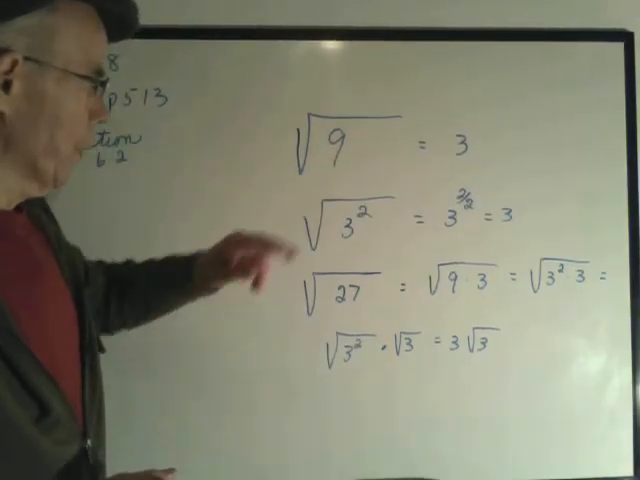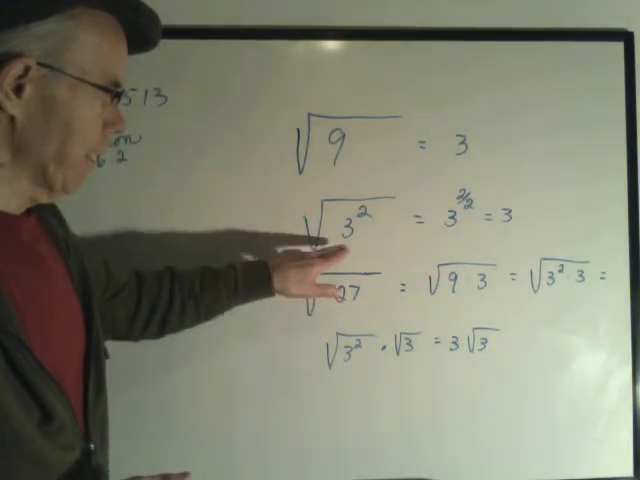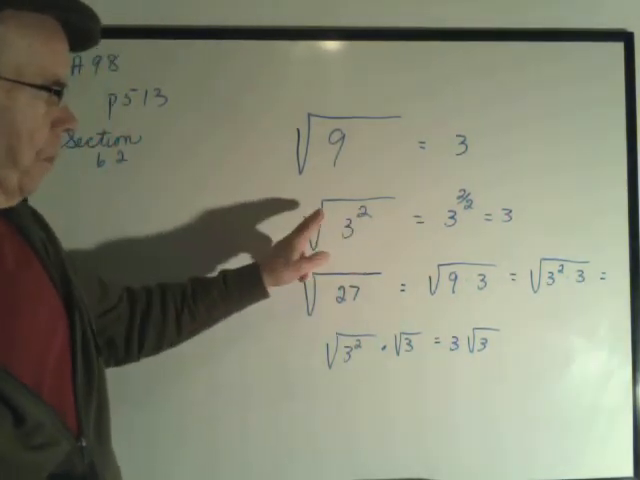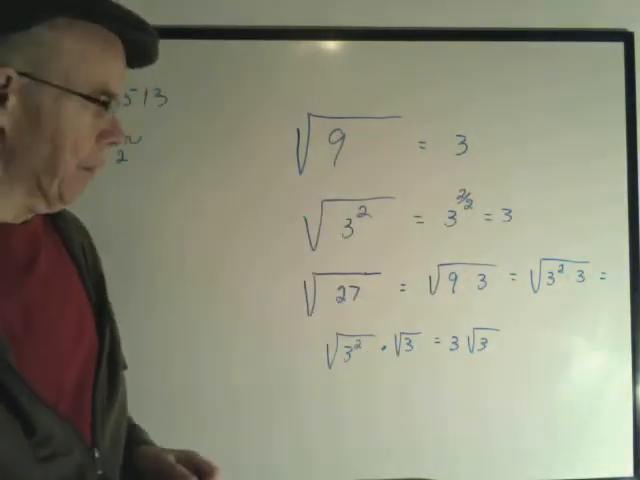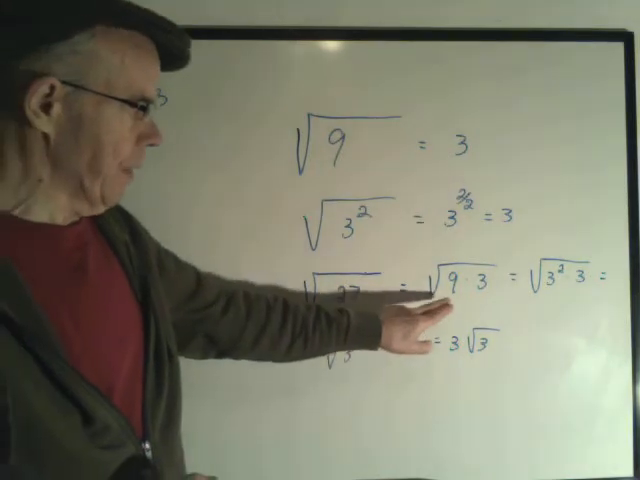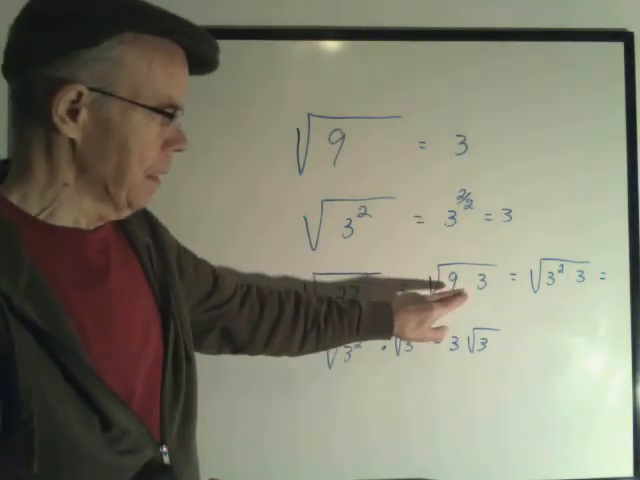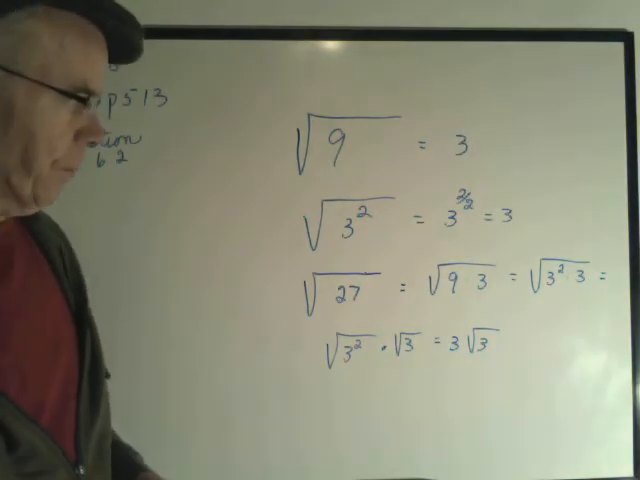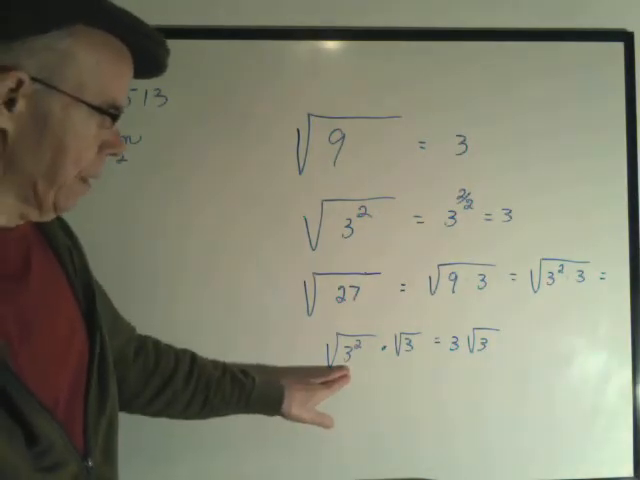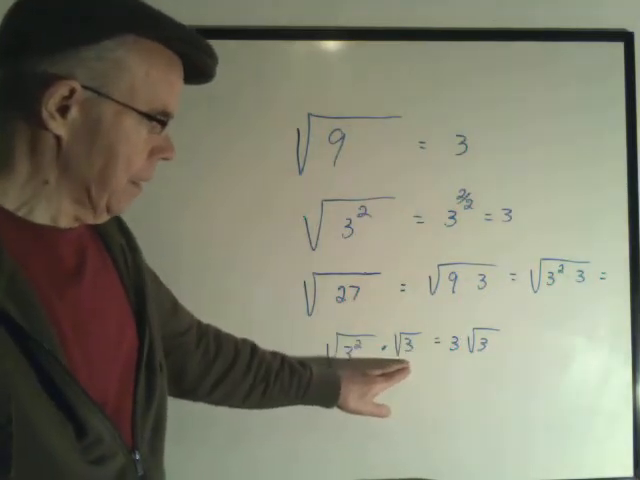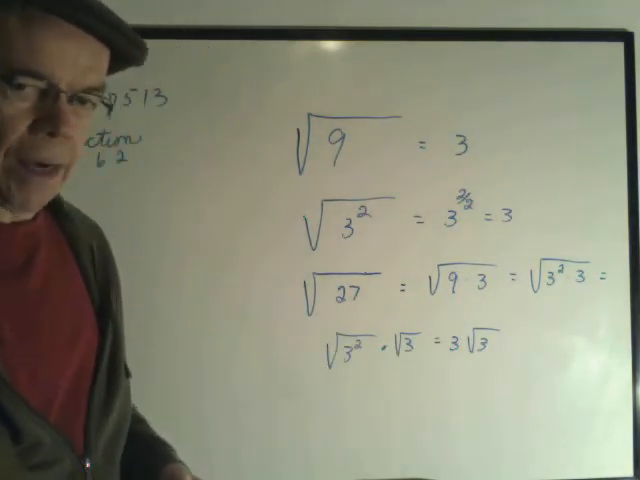All right, square root of 9 is equal to 3. I can write it this way, 3 squared, divide this exponent by that index, I end up getting my 3. So I have 27, I can divide 27 into 9 times 3. 9 is equal to 3 squared times 3, which can be written this way. The square root of this is going to be 3, and I can't take the square root of 3, so I leave it that way.